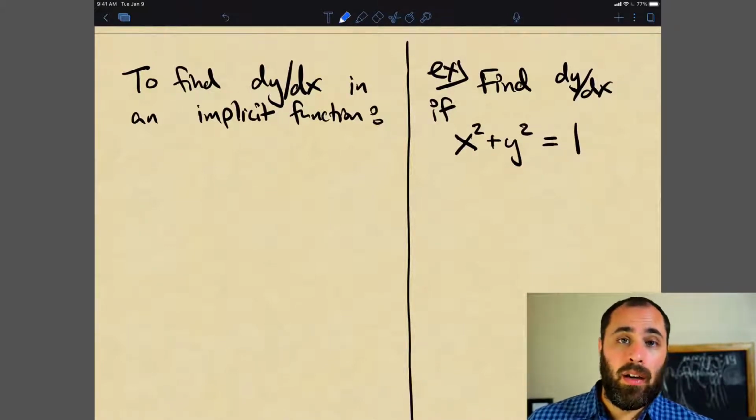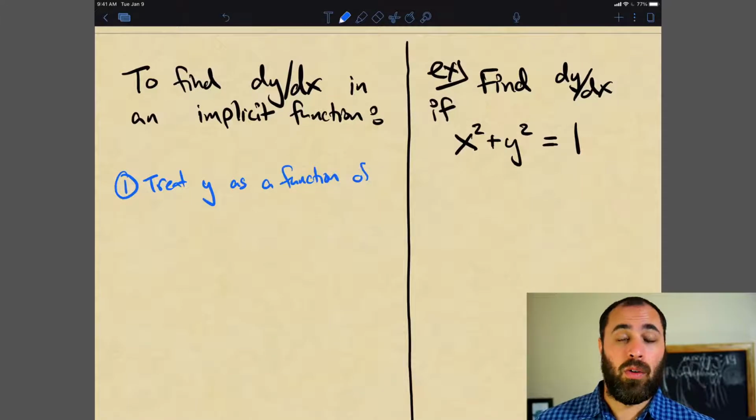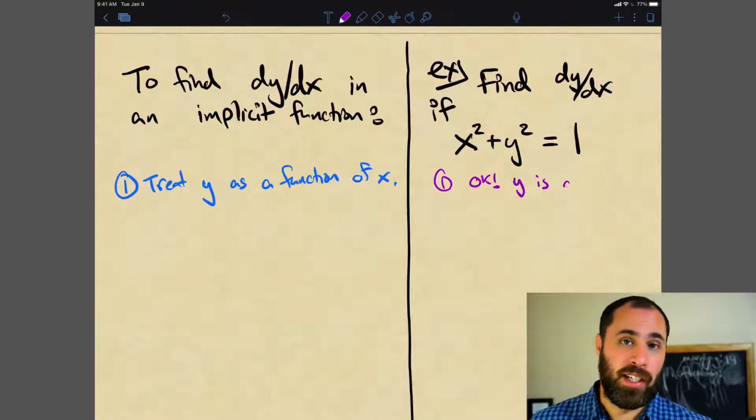Step 1 is just something to remember. We're going to remember that we're treating y as a function of x. So if x is the input, y is the output. So there's nothing to write down, nothing to do really here.